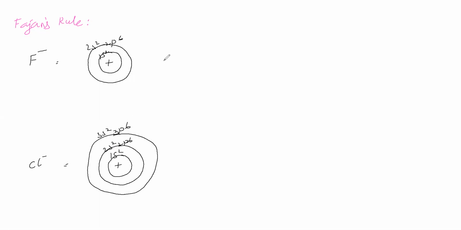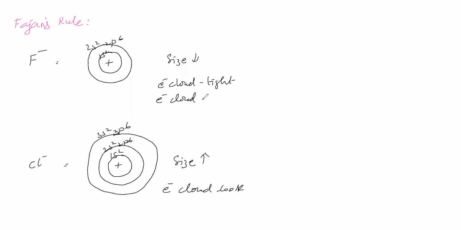Now if we see the size, the size of this one is small, the size of this one is high. Since the size is small, the electron cloud is tightly bound by the nucleus. Here the electron cloud is loosely bound by the nucleus. So due to the pull of the cation, this anion electron cloud easily distorts towards the cation.